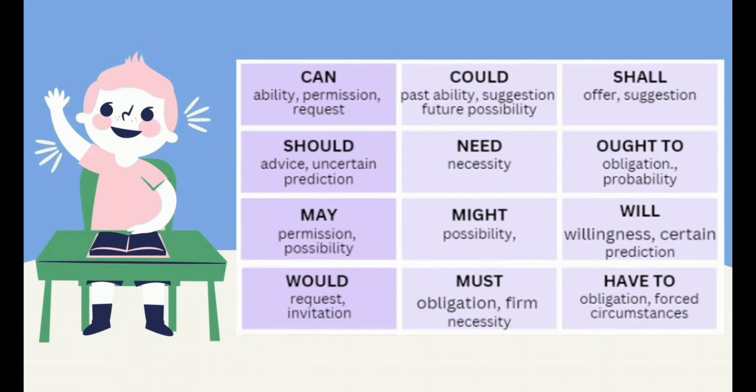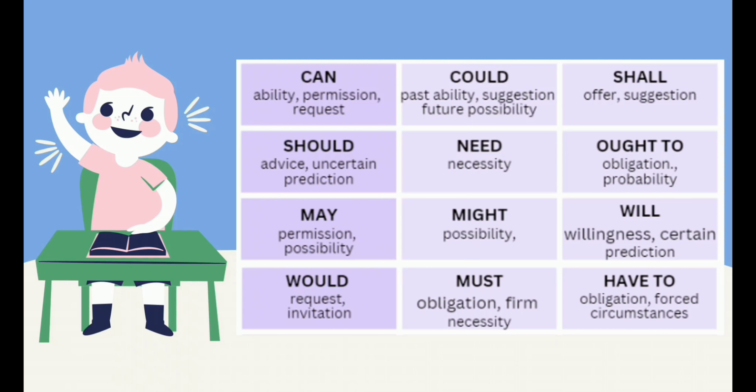Can is a modal verb that means to express ability or to request permission. Could expresses past abilities and suggests future possibilities. Shall denotes making an offer and requesting a suggestion. Should means to give advice. Need is to express necessity. Ought to expresses obligation and probability.